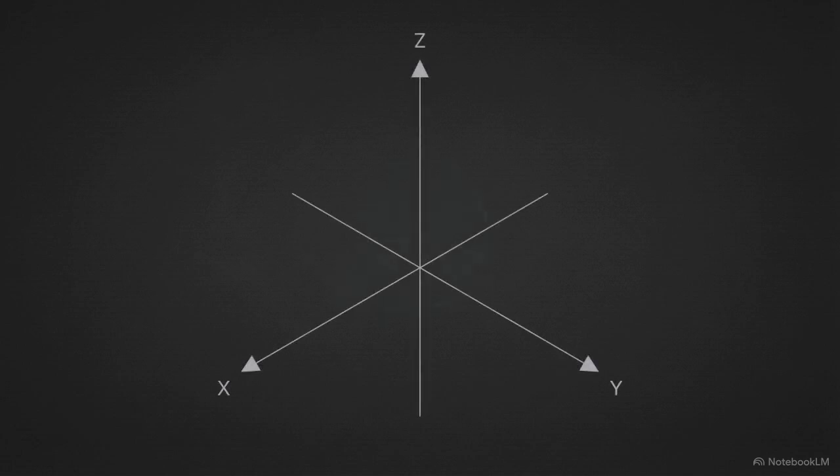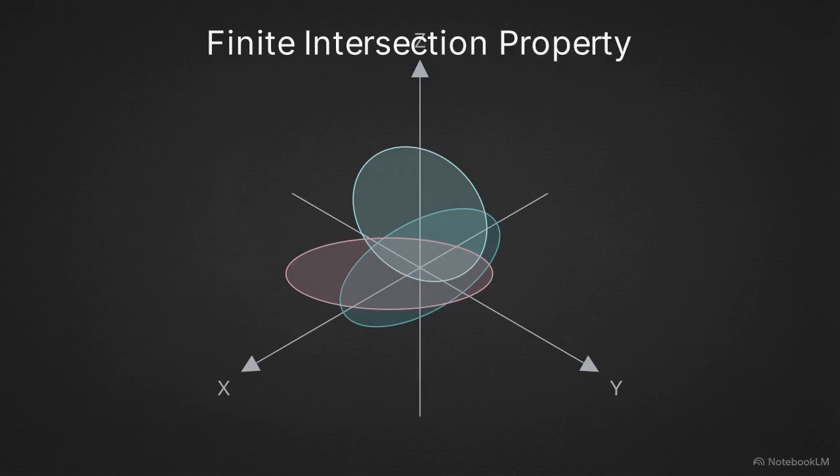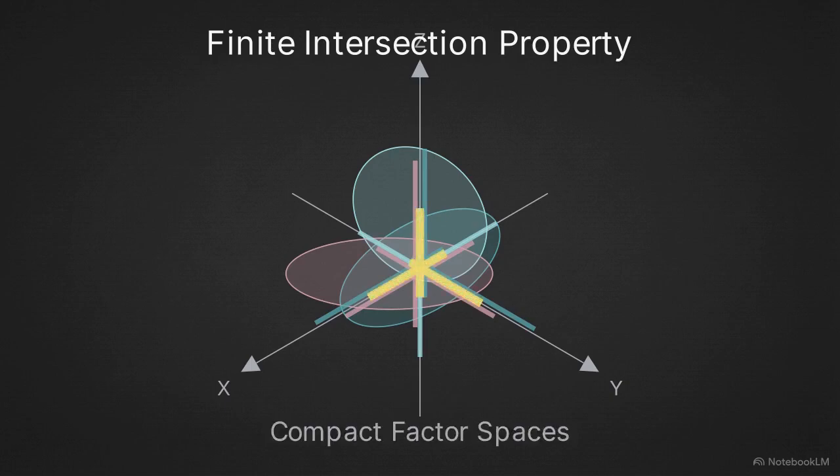To prove this, we use the finite intersection property. We begin with a collection of closed sets in the product space that has the FIP. These closed sets are projected into each coordinate space. Because the projections satisfy the finite intersection property within each compact factor space X alpha, their intersections are non-empty. This guarantees we can choose a coordinate X alpha for every index alpha. By combining these coordinates, we assemble a point X in the total product space.